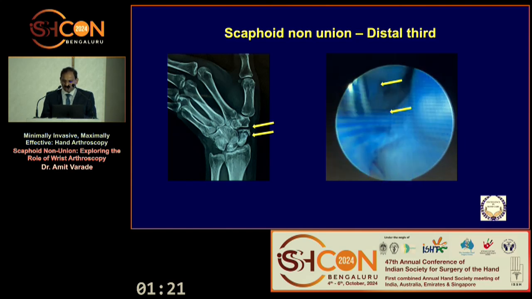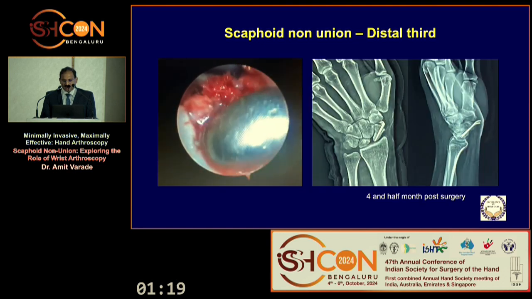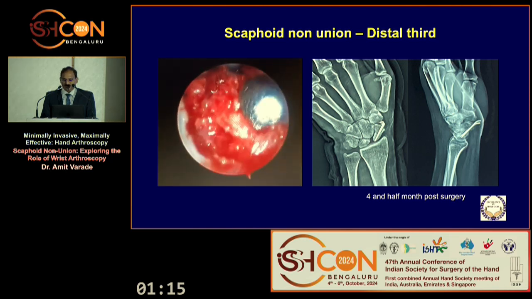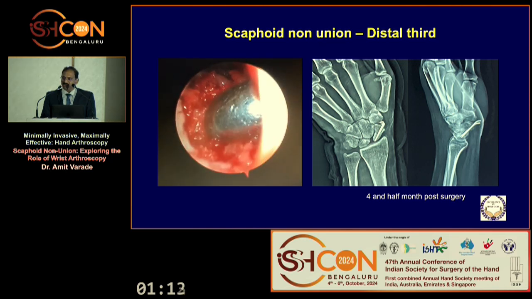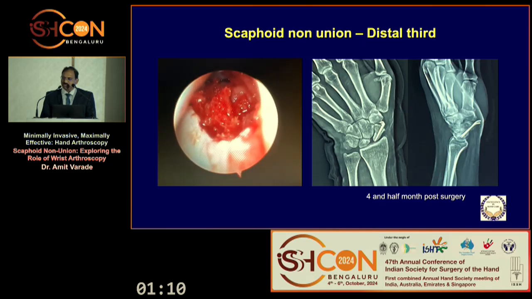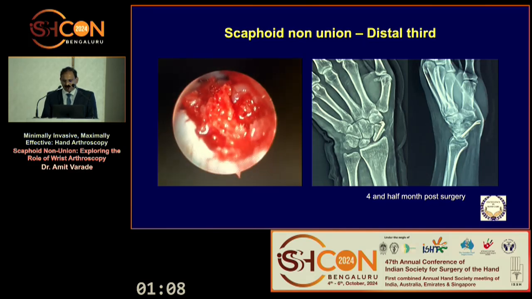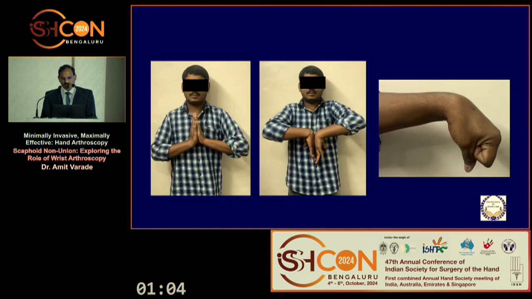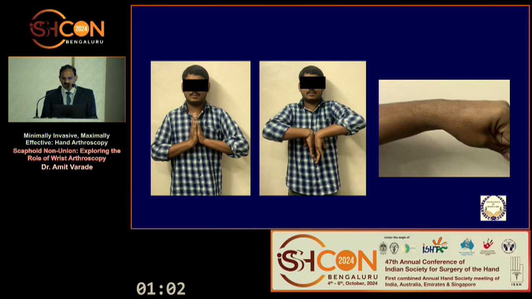On the left hand side there is the non-union, and then we do nice compacted cancellous bone grafting at the non-union site, and again fixation was done by K wire since the size of the distal pole was very small. This also got united nicely at 4.5 months post surgery, and he has got a good range of movement at the wrist joint.